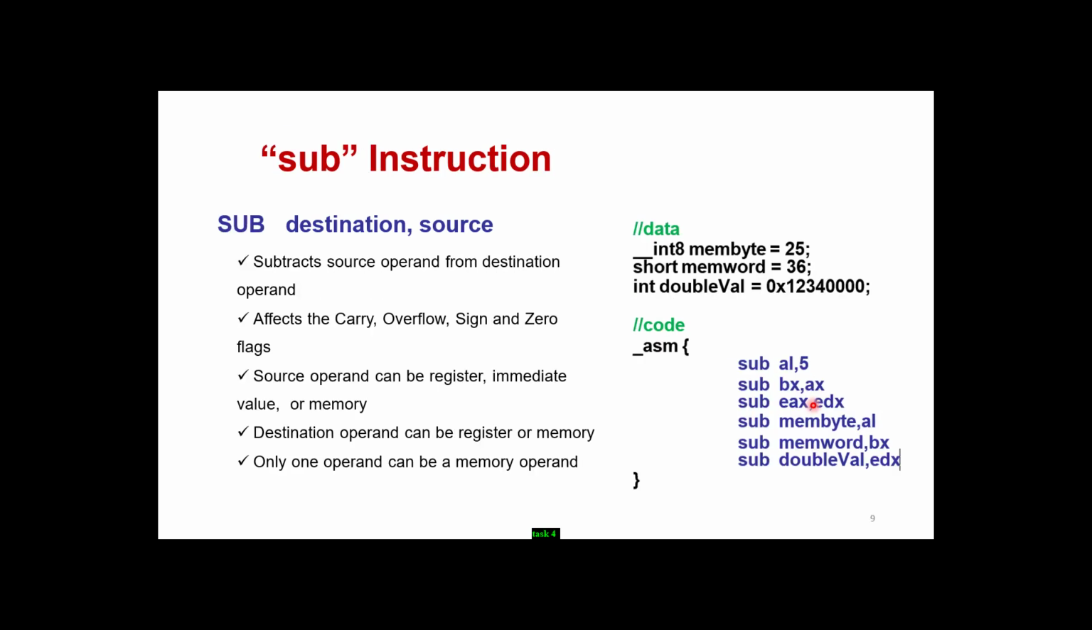Subtract will do the same. It will be AL minus 5 and store the result into AL. So the subtract instruction subtracts the source operand from the destination operand. So it is AL minus 5, store the result into AL. BX minus AX, store the result into BX, and so on.